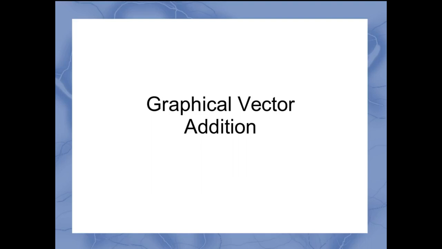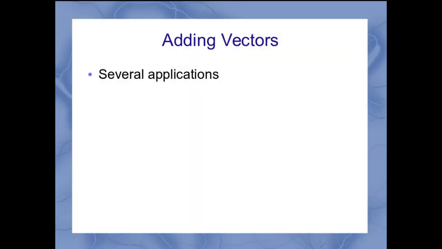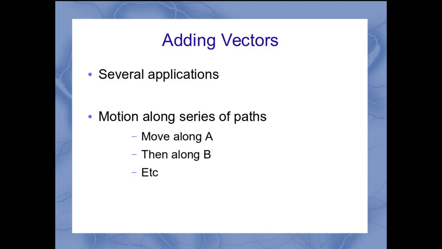So now we can see how to add vectors using a graphical technique. As we move through physics, there's going to be several different applications where we need to add vectors up for various reasons. The first one we're going to start with is the concept of motion along a series of paths. For example, you move along path A, then along path B, etc. In the end, you want to find your final position. Where did you end up after you did all these little paths?